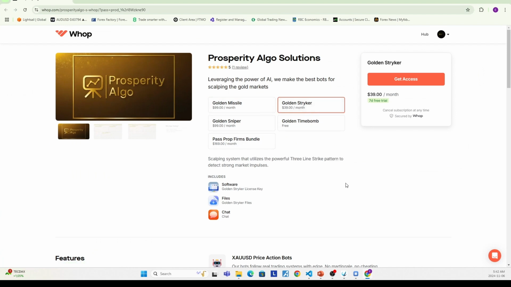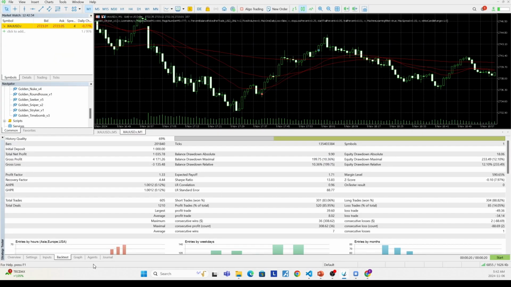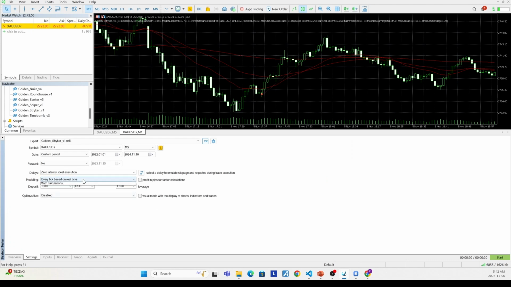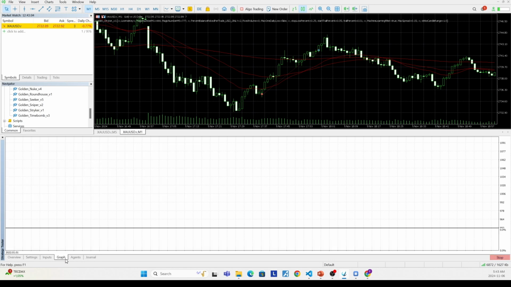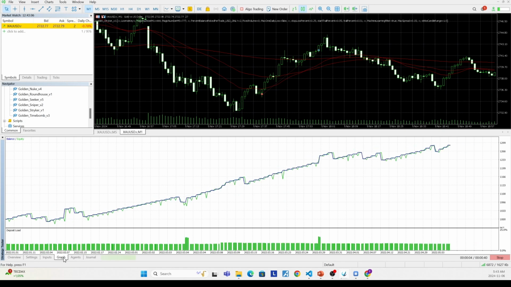The Golden Stryker is also our more economical system, and frankly this is because in backtest the returns are not quite as high as Sniper or Missile. That being said, I would encourage you to run both an every tick based on real ticks backtest as well as an every tick backtest, because if you run an every tick backtest, you're able to see significantly higher returns.